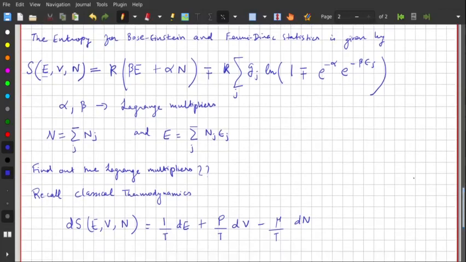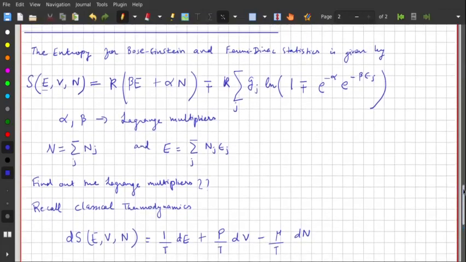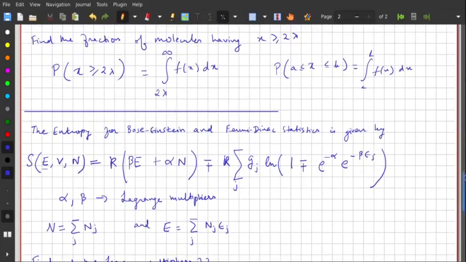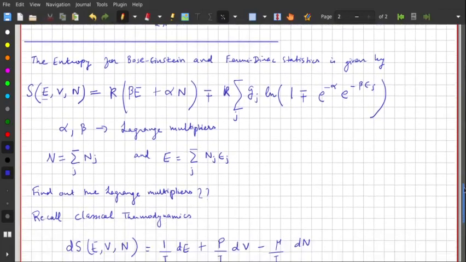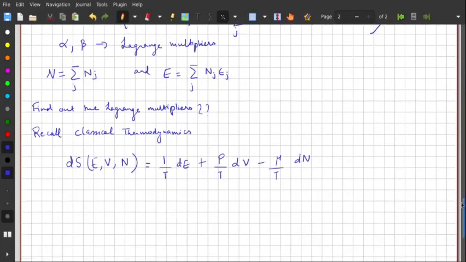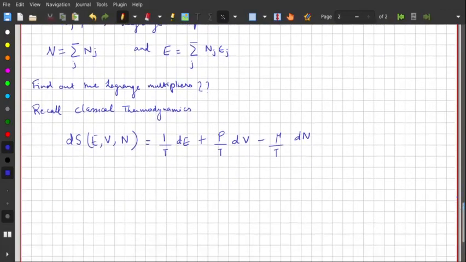You know that Lagrange multipliers are quite important because they directly feed into the equilibrium particle distribution, which is used to calculate the final statistics, the Bose-Einstein or the Fermi-Dirac. So let's see how this is to be done. If you see from this expression, the partial of S with respect to E, at constant V and N, is given by 1 over T. So that's 1 over the temperature.